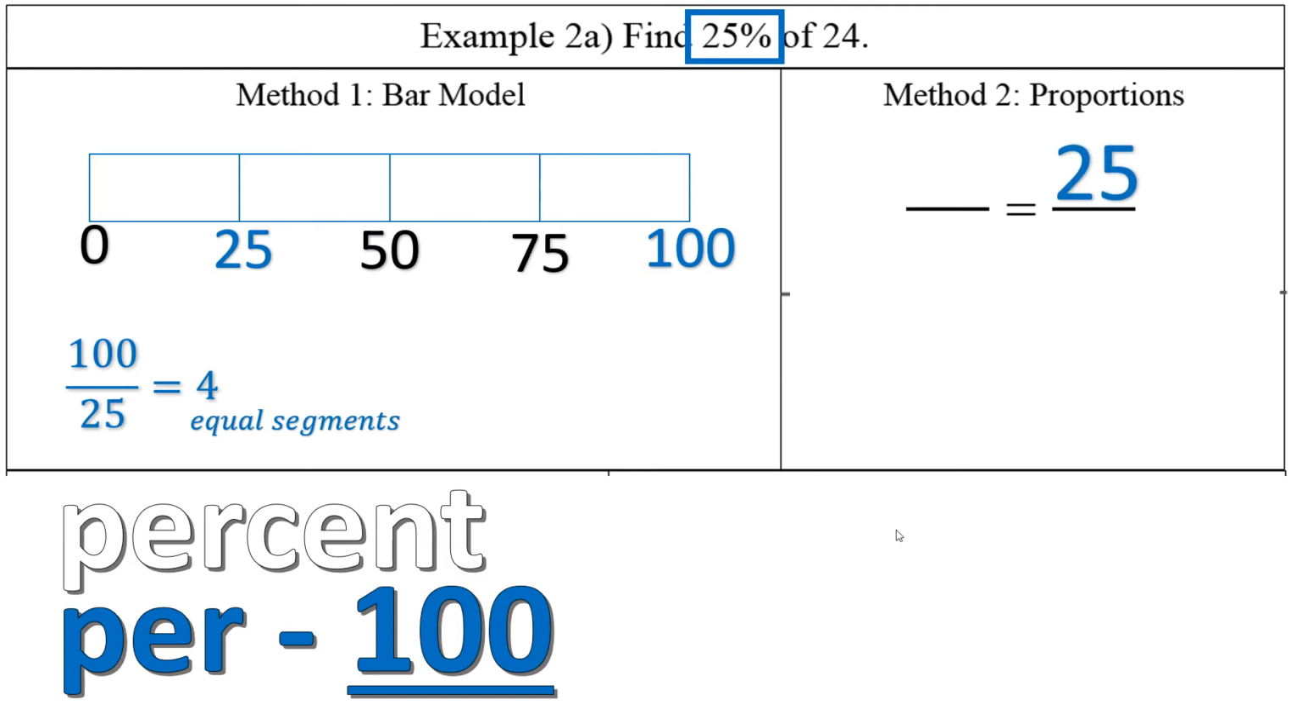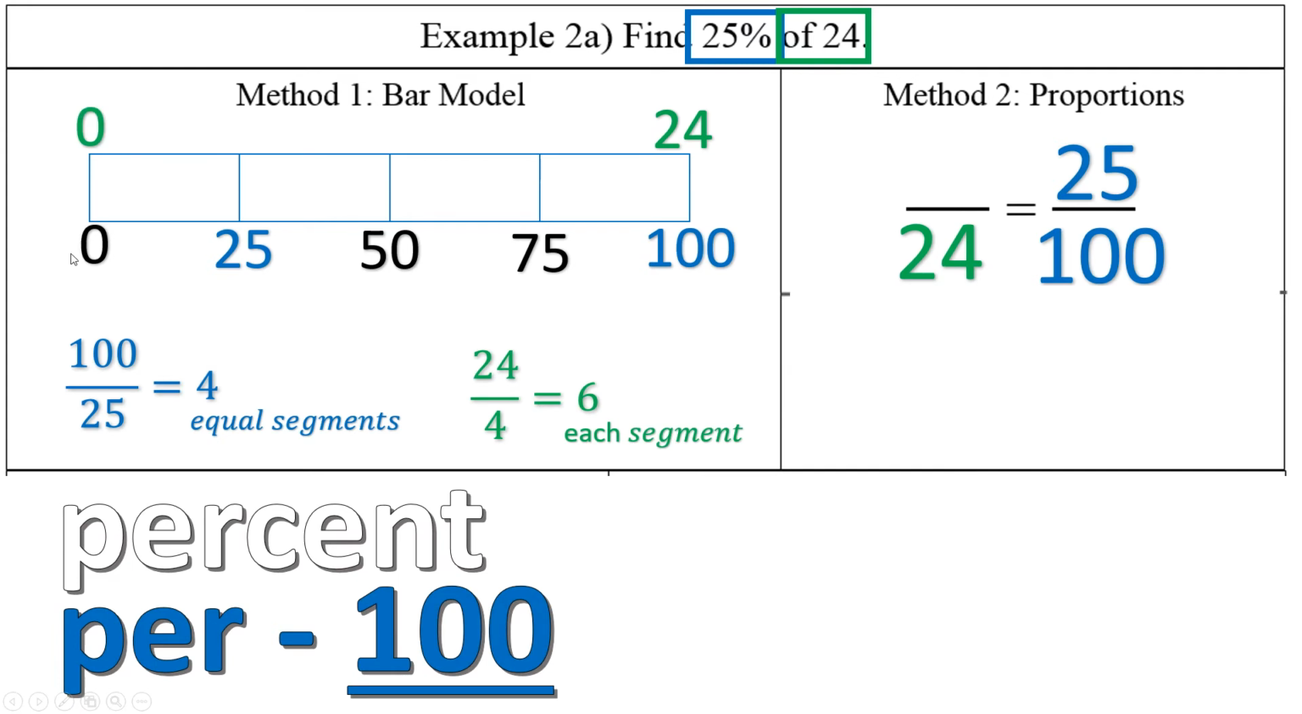Now, over on the proportion side, we have 25%, so 25 over 100. And then we're doing of 24, so 25% of 24. That means 100% of 24 is 24. 0% of 24 is 0. And over here on the proportion side, 100% of 24 is 24. So that lines up with the 100 on the proportion.